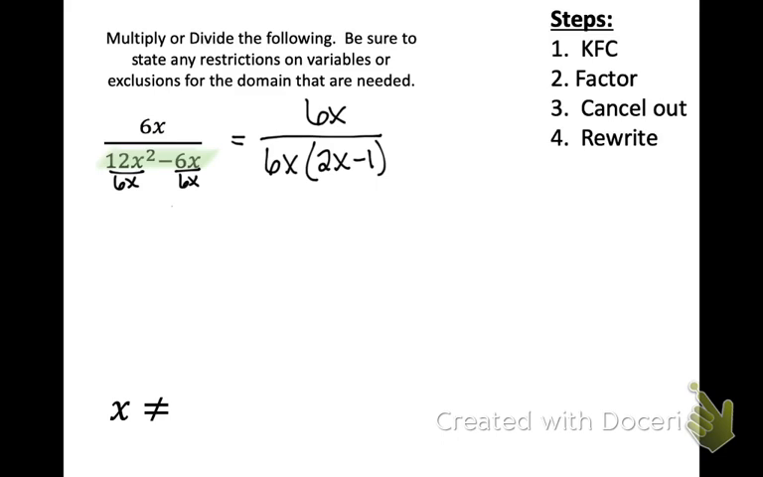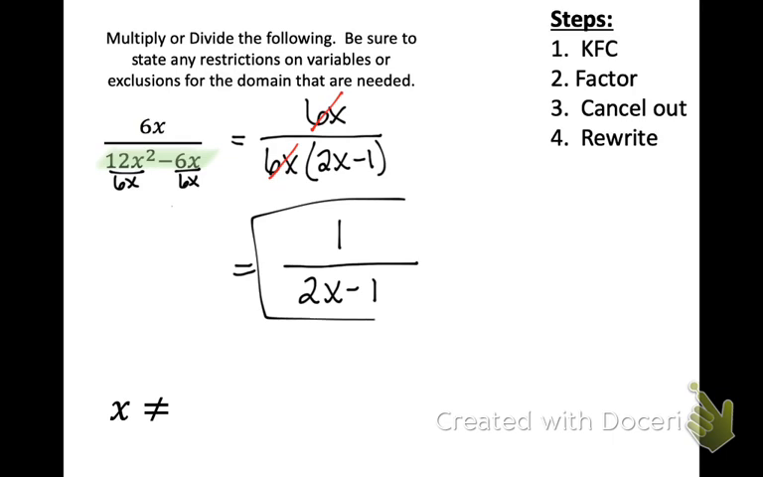Okay, now I'm going to look for something that's the same on the top as it is on the bottom so that I can cancel them out. I see that I have a 6x up here, 6x down there, so I can cancel those out. My final answer, I still have 2x minus 1 on the bottom. And since I've canceled everything out of the top, I'm just going to put a 1. So there's my final form.